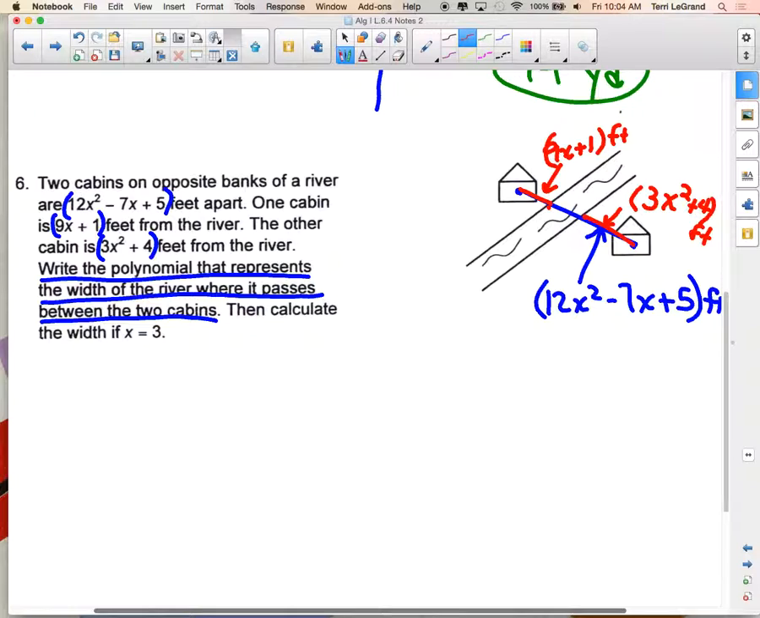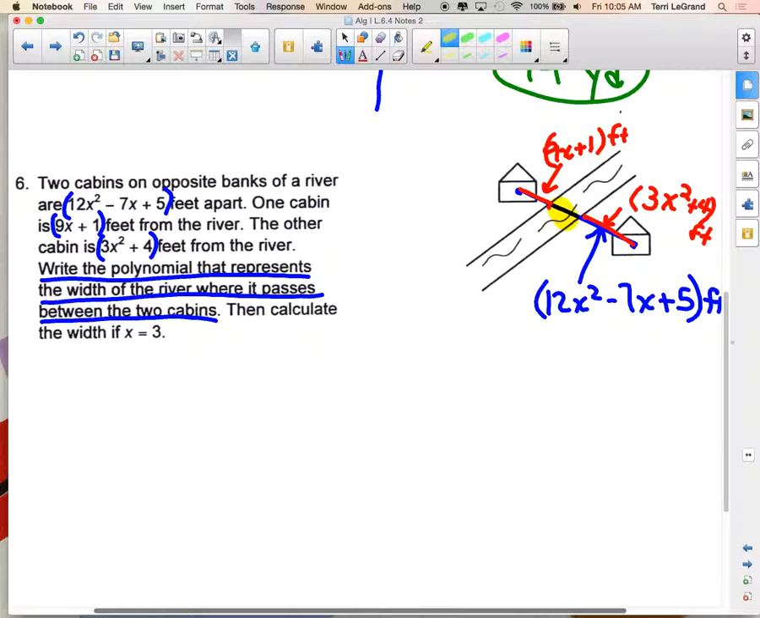Well, guess what part we're finding? The width of the river. So right here is really where we're finding that. We need that distance right there. So you can circle it, whatever, highlight, whatever. You can come get highlighters if you want. So we have to write a polynomial that represents that width. What do you think we could do?